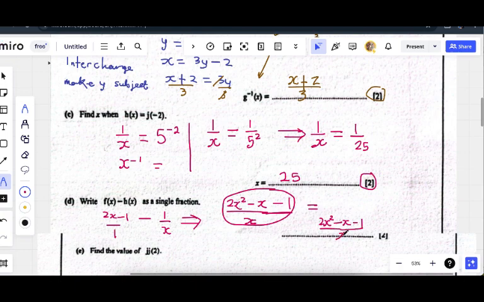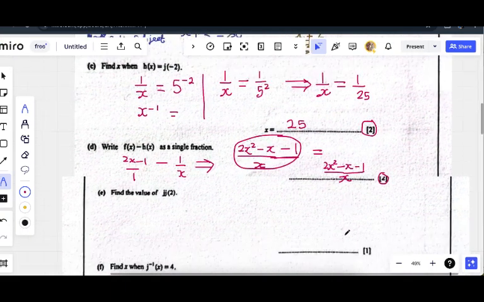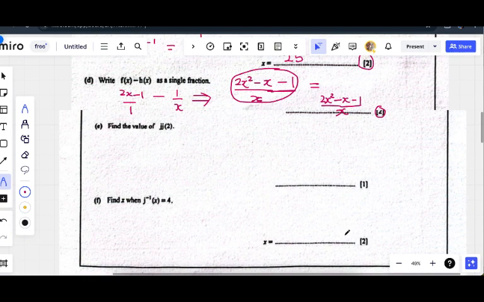Over x. We get another 2 marks here. If you can do this, we get another 2 marks. Then let's go to the E question of this number.